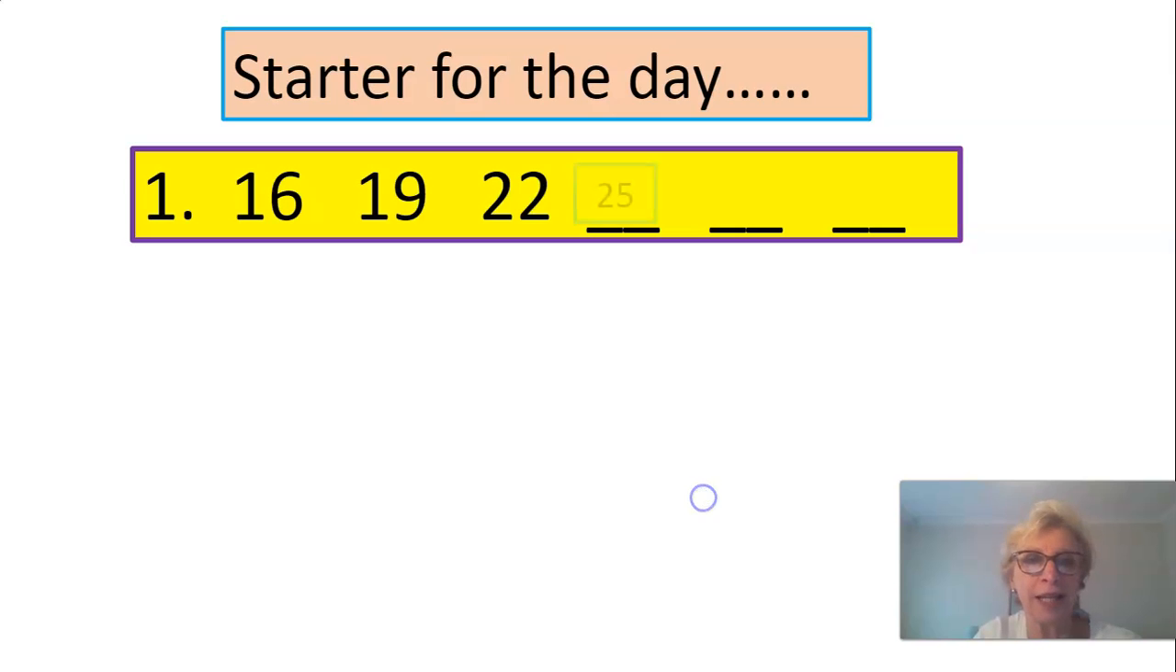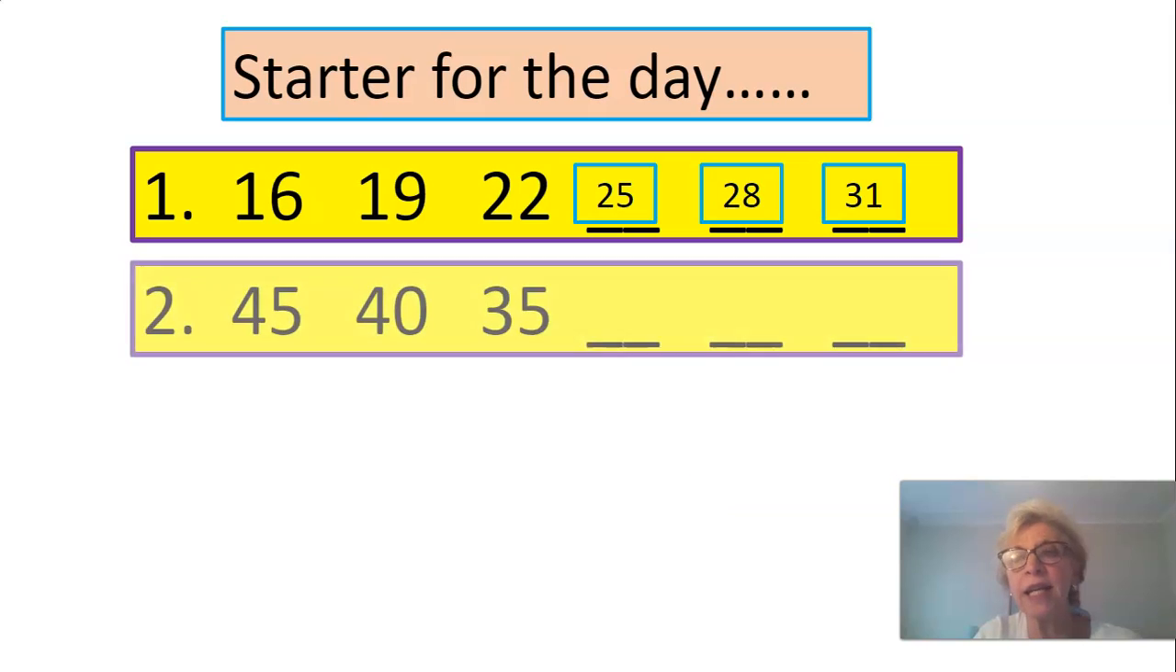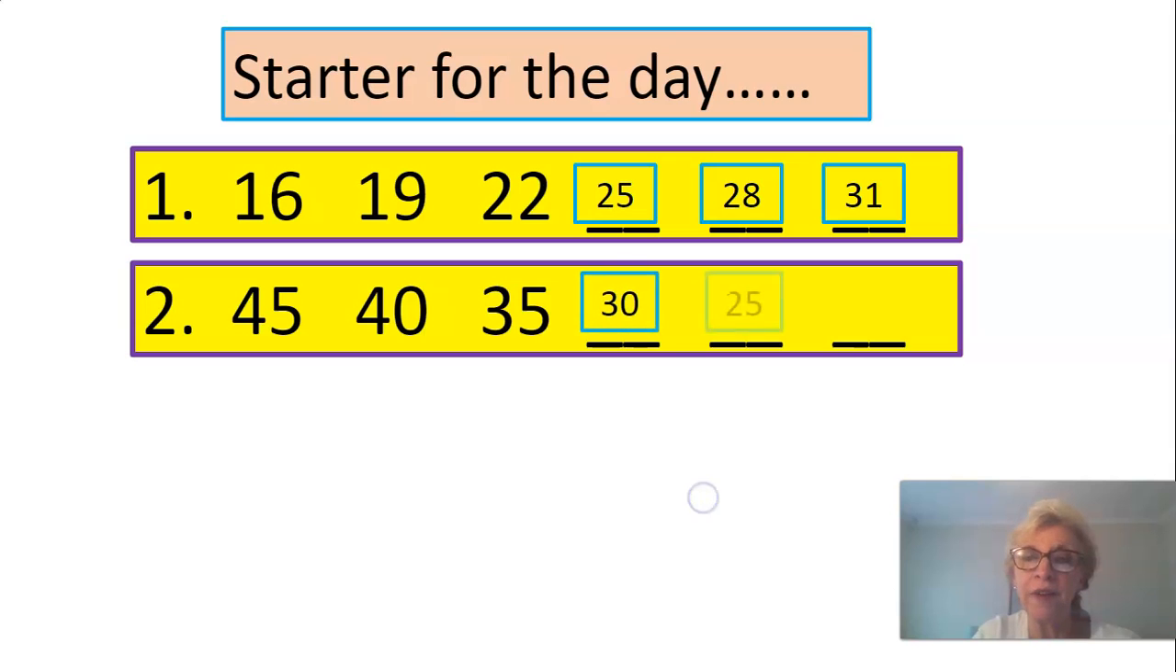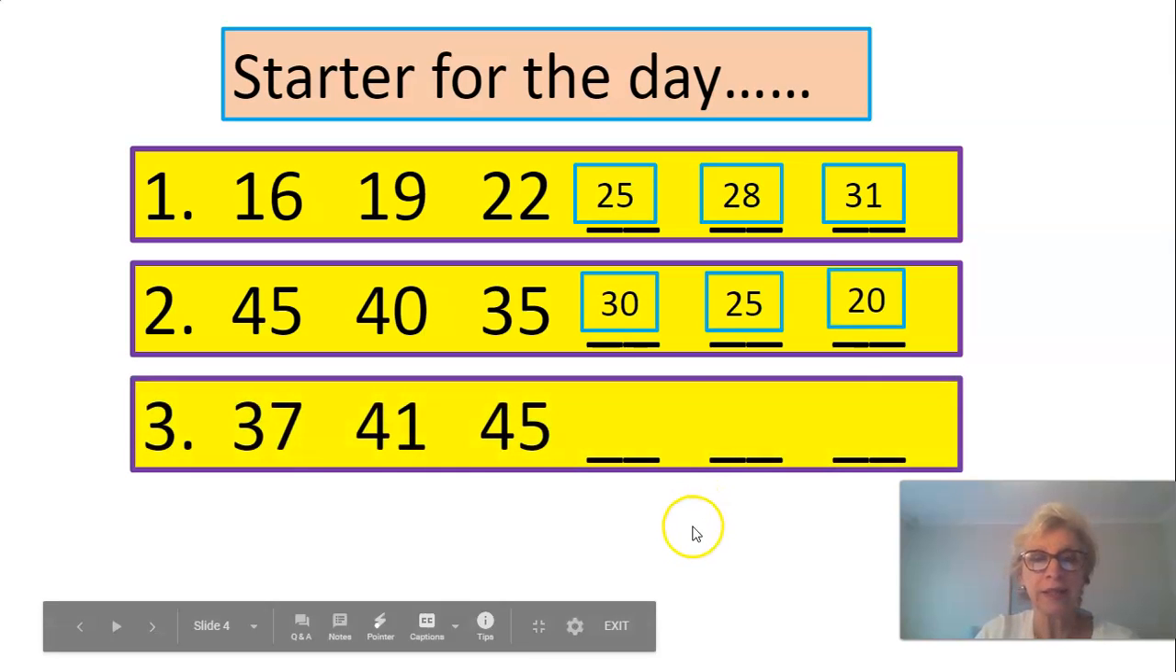3, well done. So the next number up from 22 plus 3 is 25, then 28, then 31. And the next one is a bit different because we're actually moving backwards from a bigger number down to smaller numbers. And we are counting in fives, absolutely. 45, 40, 35, 30, 25, 20.